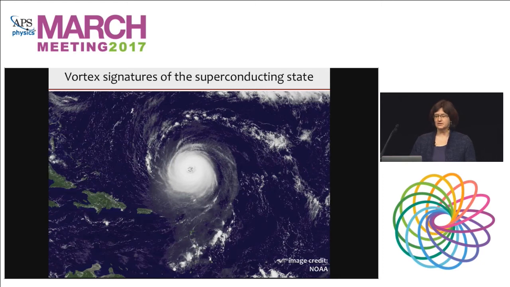I'd like to start by showing a picture of a vortex, which is something that we heard a lot about in the previous talk. This particular vortex is not a quantum vortex, but is a classical vortex.